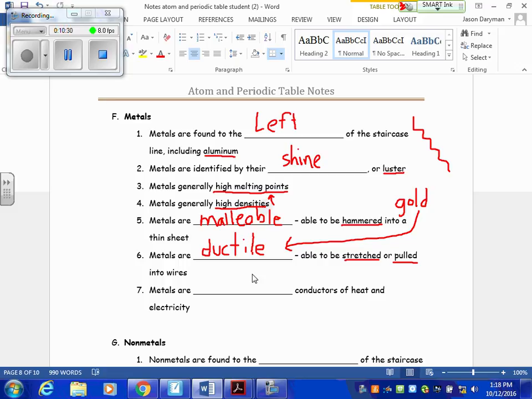Interesting stuff. Metals are also very good conductors of heat and electricity. And if you paid attention during my one video, that's because metals have 1 or 2, remember this? They have 1 or 2 valence electrons. And when you have very few valence electrons in your outer shell, those electrons can become electricity very quickly. Pause me if you need to while you finish up. I'm going to erase.